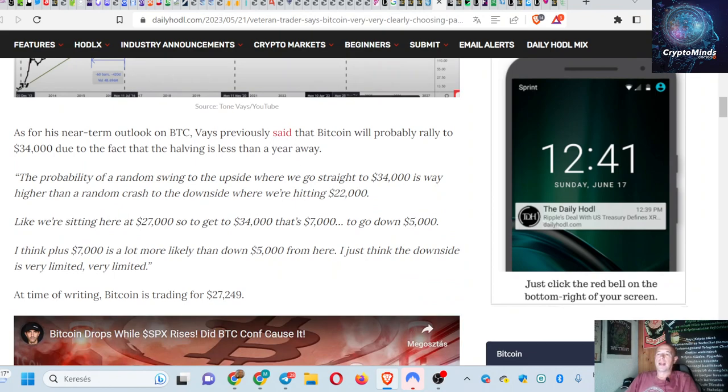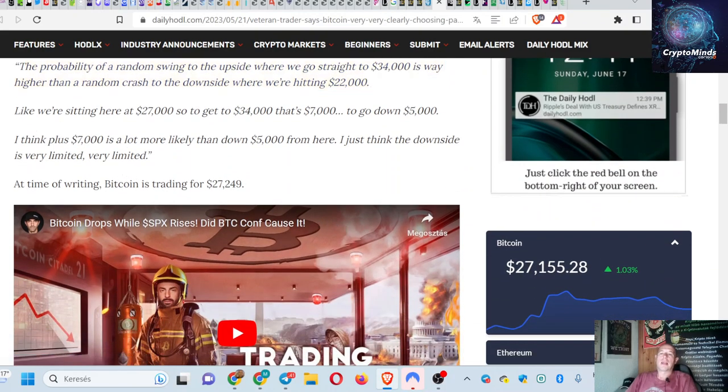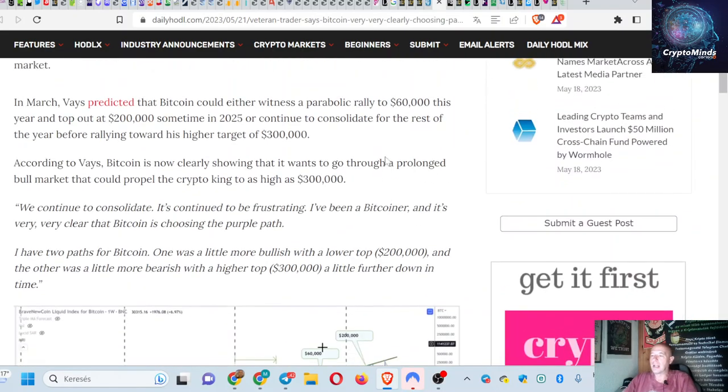So Tom Ways said Bitcoin will probably rally to 34,000 due to the fact that the halving is less than a year away. The probability of a random swing to the upside, where we go straight to 34,000, is way higher than a random crash to the downside, where we are hitting 22,000. Like we are sitting here at 27,000, so to get to 34,000 is up 7,000, and down 5,000... I think plus 5,000 is a lot more likely than down 5,000 from here. I just think the downside is very limited, very, very limited.